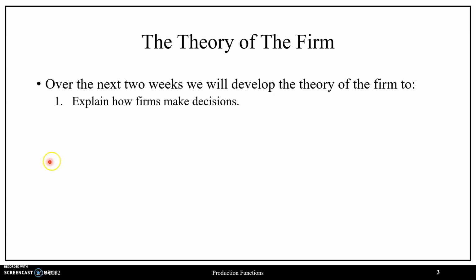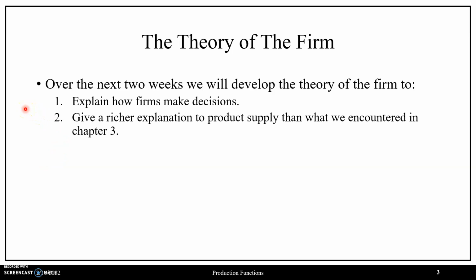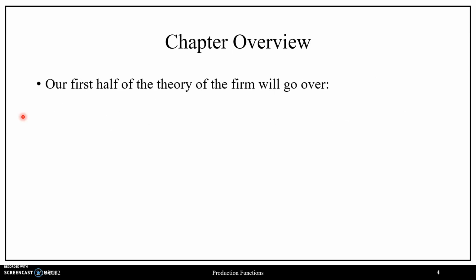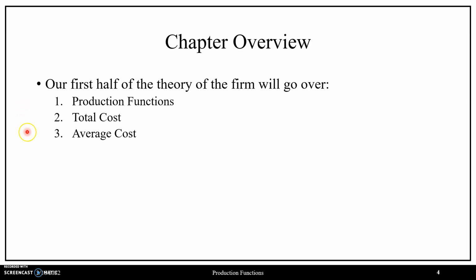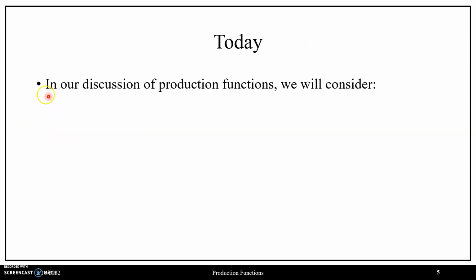Now our major task at hand will be the theory of the firm, where over the next 2 weeks we will develop the theory of the firm to explain how firms make decisions, as well as to give a richer explanation to product supply than what we encountered in Chapter 3. In this first half of the theory of the firm, we will go over production functions, total cost, and average cost.